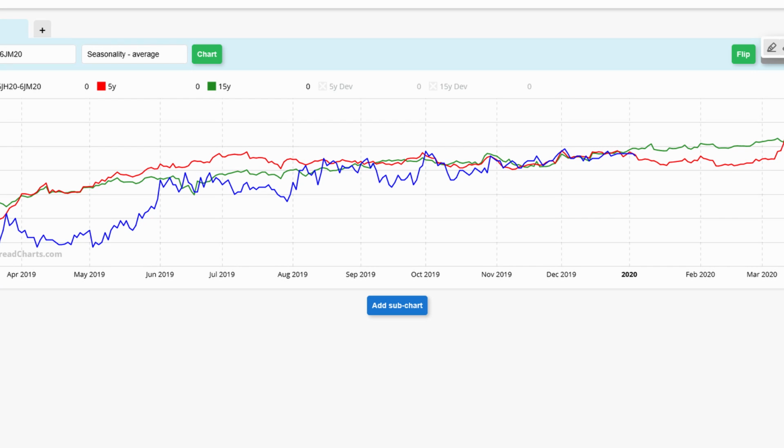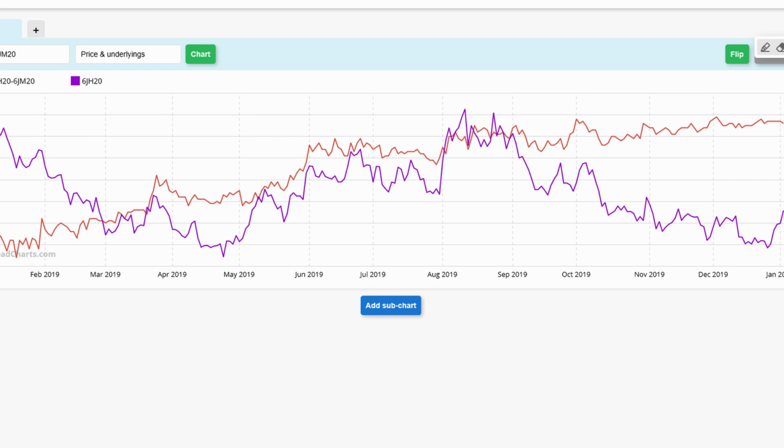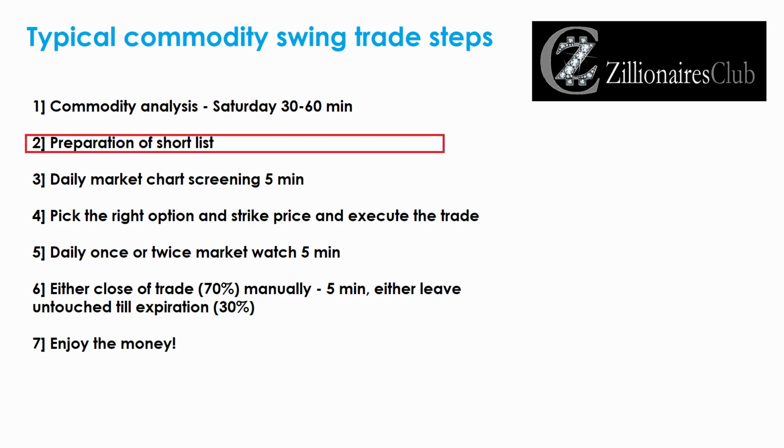This is another platform I'm using beside TradingView, and here I'm mainly looking at the indicators of price, term structure, contango histogram, and COT. So every Saturday I spend roughly 30 to 60 minutes looking through all the commodities I'm watching. There is roughly 20 of them in my interest, and out of them, after the proper analysis, I will make a short list.